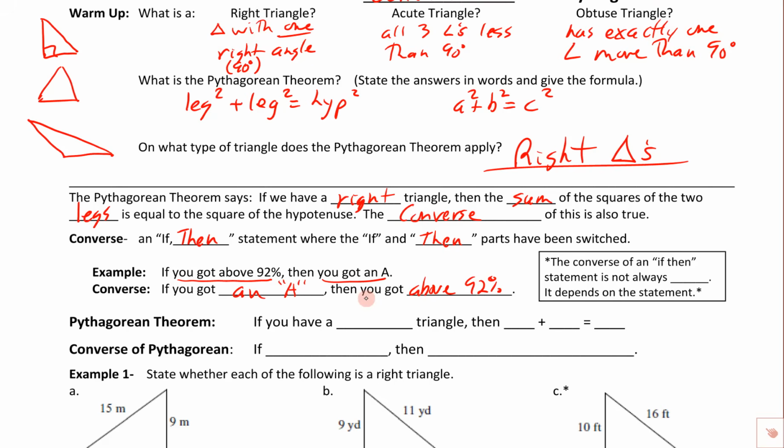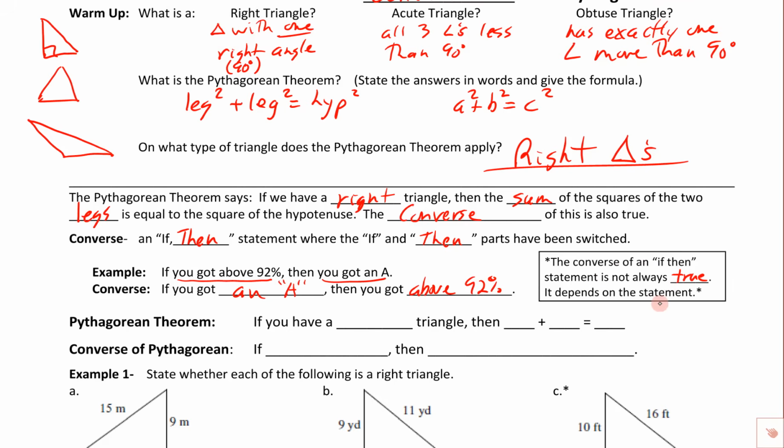Now, switching these around, let's think about this. If you got above 92%, then you got an A. Yeah, that's true. If you got an A, then you got above 92%. Okay, that happens to be true regardless of which direction. So the converse of an if-then statement is not always true. Okay, it does depend on the statement.